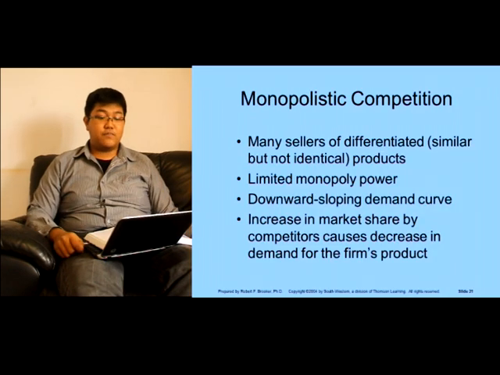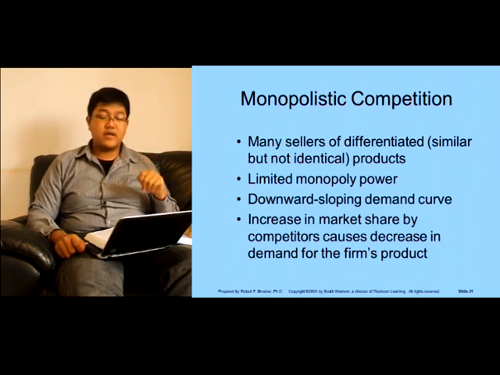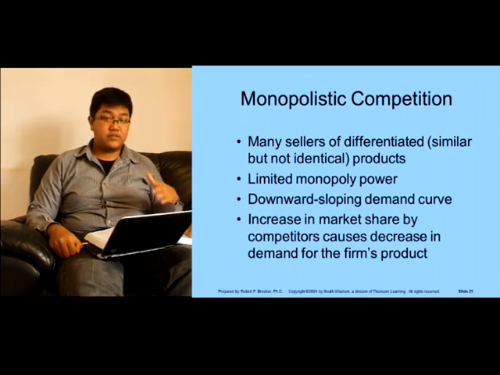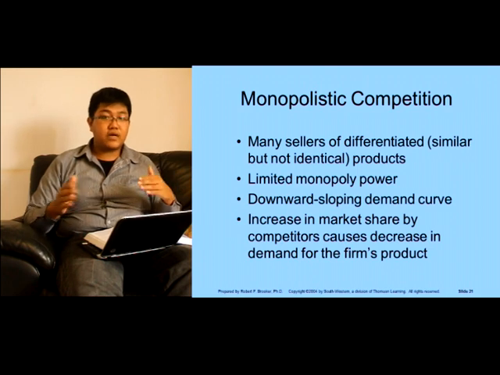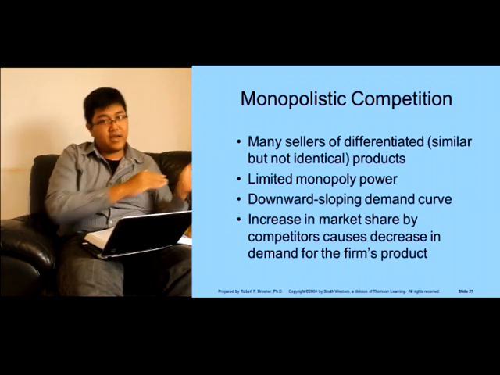And here is the monopolistic competition. In monopolistic competition, there are many sellers of differentiated products and limited monopoly power. There is a downward sloping demand curve, and an increase in market share by competitors causes a decrease in demand for the firm's product. An example is in Indonesia, where the food market is monopolistic competition because they are selling the same products like Chinese food and there are many competitors and many buyers.